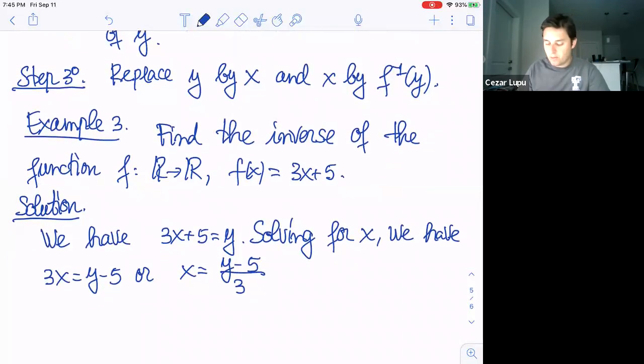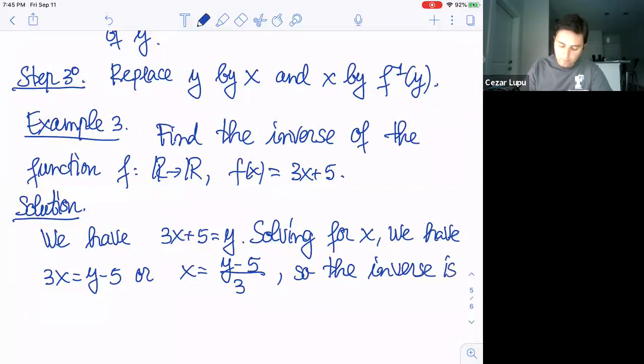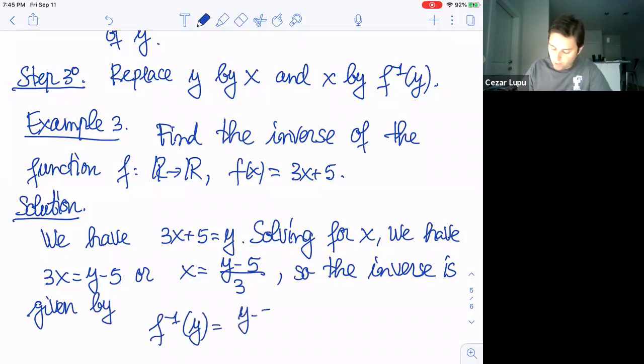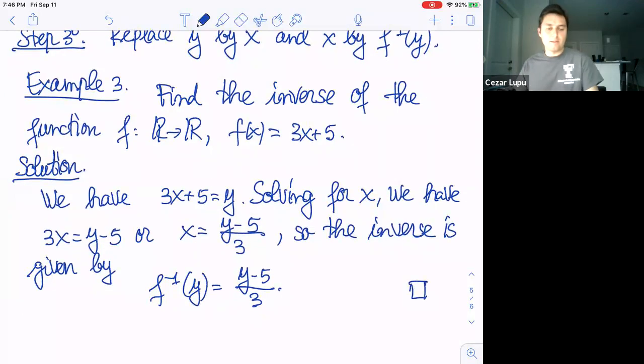So now we're going to replace x by f inverse. So the inverse is given by f inverse of y is y minus 5 over 3. So that's the method we use for this. This is how we find the inverse of a linear function. It's pretty straightforward. We can do it for any linear function and so on. All right.